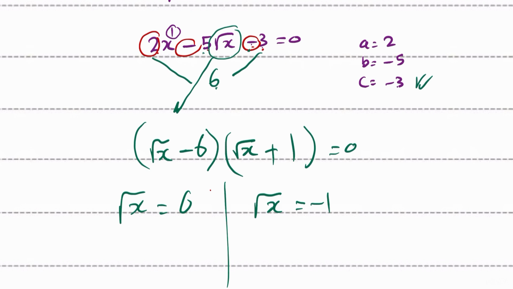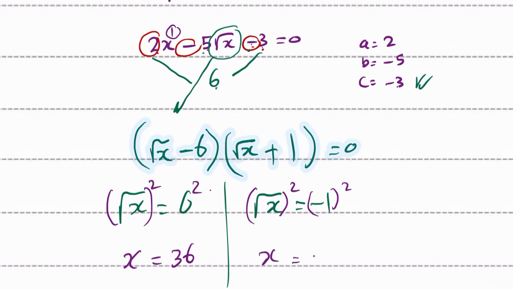The new step here is that you never stop here, because the equation gives us the square root of x. Actually, I need just the value of x. So to find the value of x, square here and square the other side. So we come up with x equals 36. What about this? The same idea: square both sides. So we come up with x equals 1.